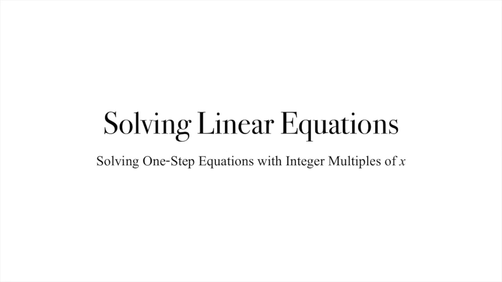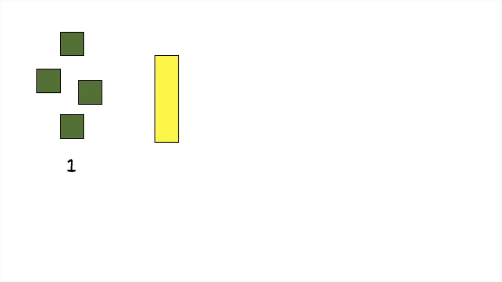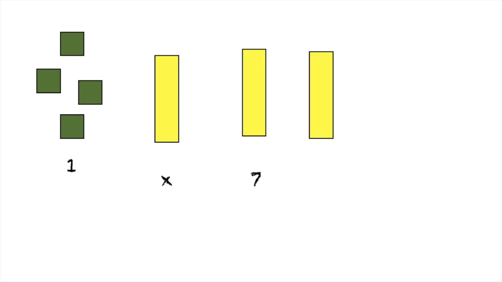Solving linear equations with integer multiples of x. Again, we will be using the same materials for this work. We have our units, and each tile is worth 1. We also have our x pieces, and every x piece is worth the same amount. And then we have our negative tiles, which are worth -1.